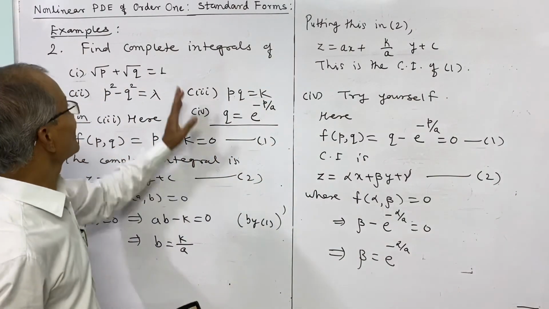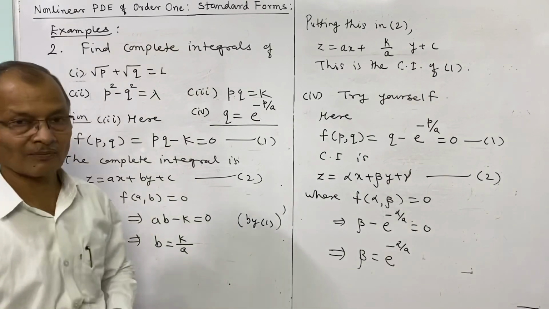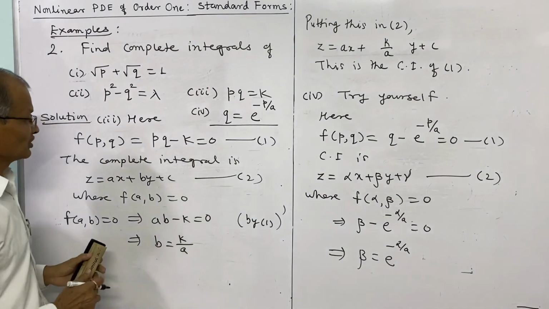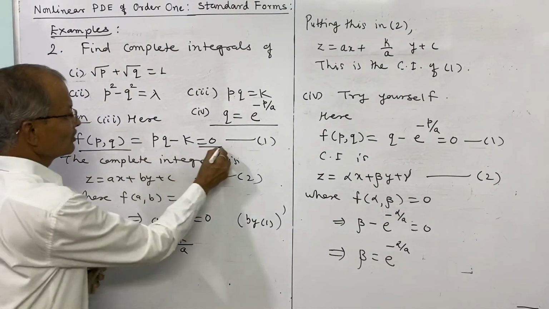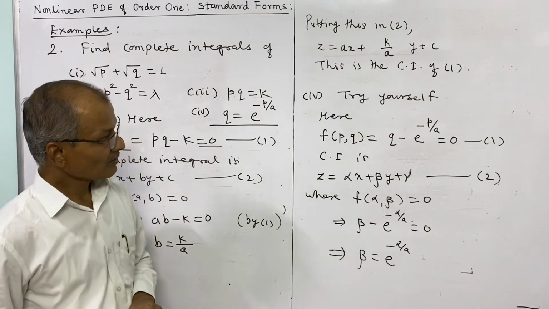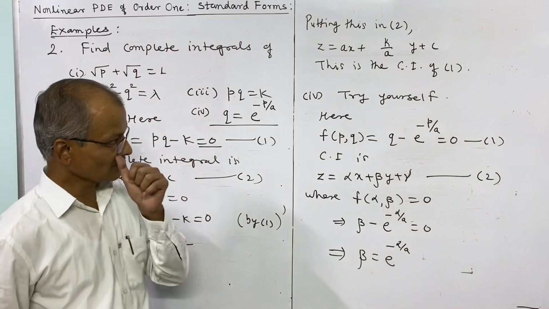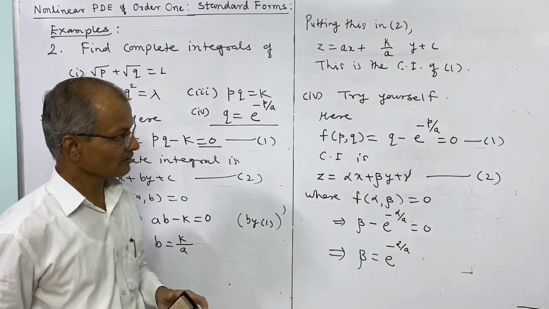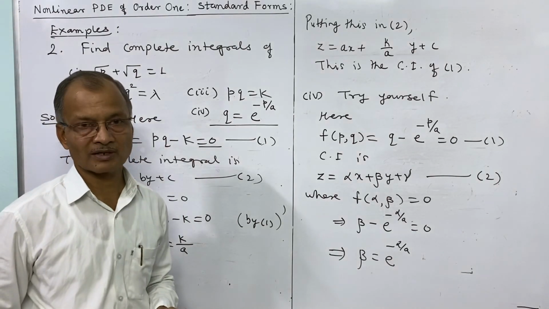So this is about the first standard form, which is function of p and q is equal to 0, and we have solved some problems. The remaining problems you try yourself, and also the second form we will study in the next lecture.